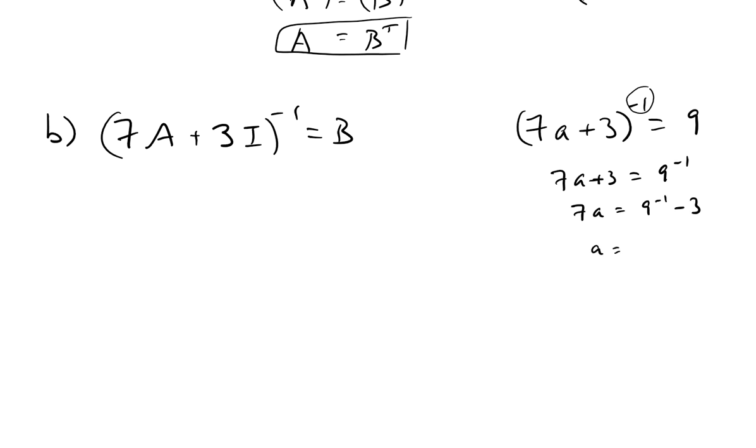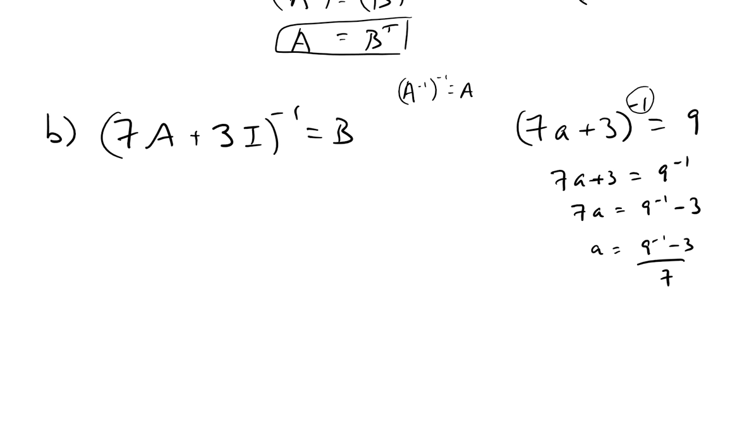And finally, you would divide by 7. So it's the exact same process you're going to perform with your matrix equation. So first we're going to get rid of the inverse by taking the inverse of the inverse. So here we're applying the fact that A inverse inverse is A itself.